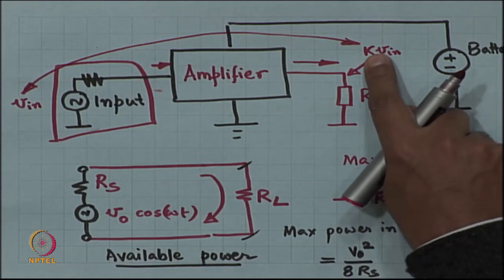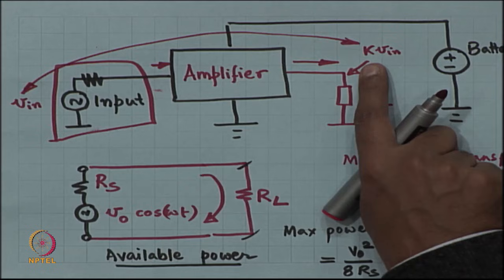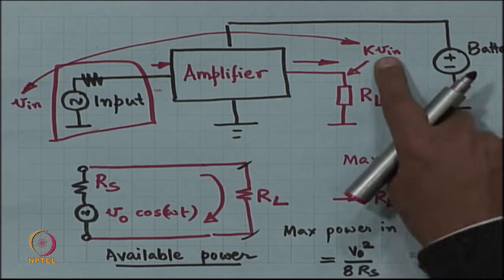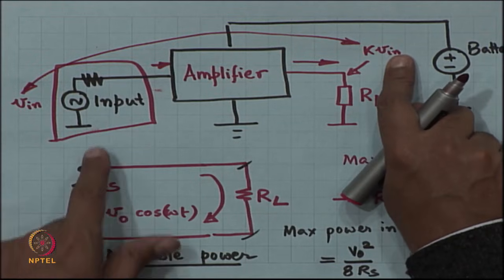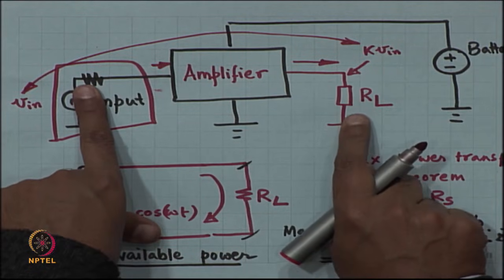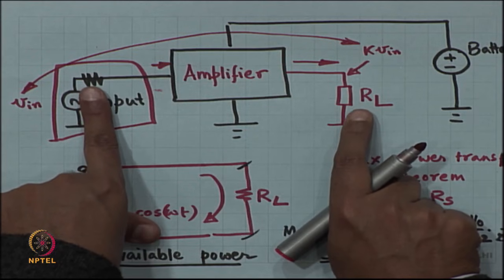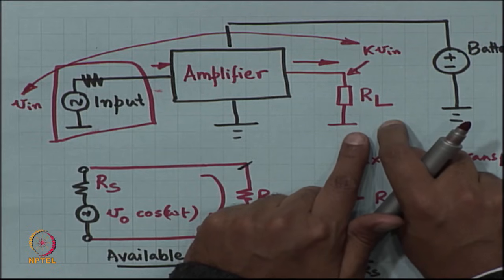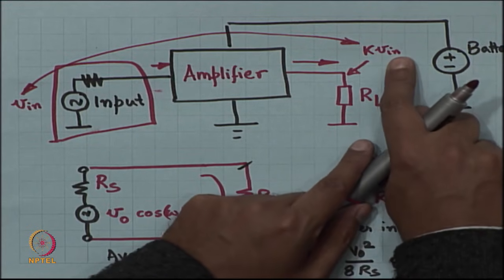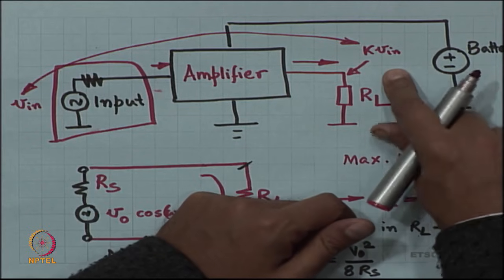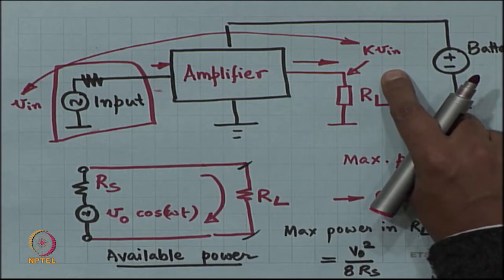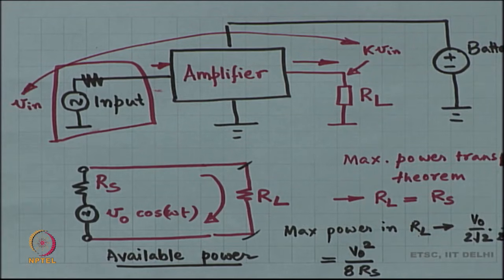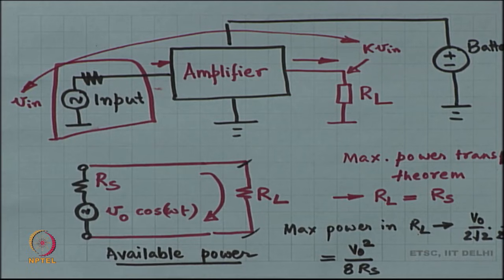Sorry, this is amplifying voltage by a factor k, right, but the current is not really going down in this case. The current over here is k V in by R L, that is the output current. The voltage is k V in, which means that the output power is k squared V in squared by R L. Okay. The maximum available power was something else, something related to R S.